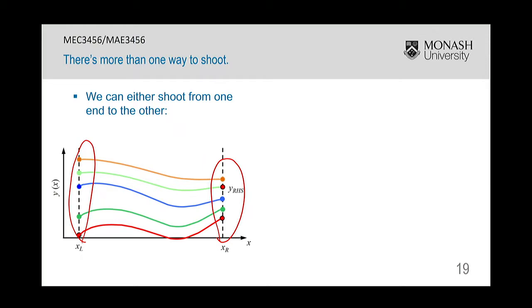It is also possible to start our integration on the right-hand side and integrate left. In other words, using a negative step size to go back to the initial condition. There's nothing wrong with doing that.